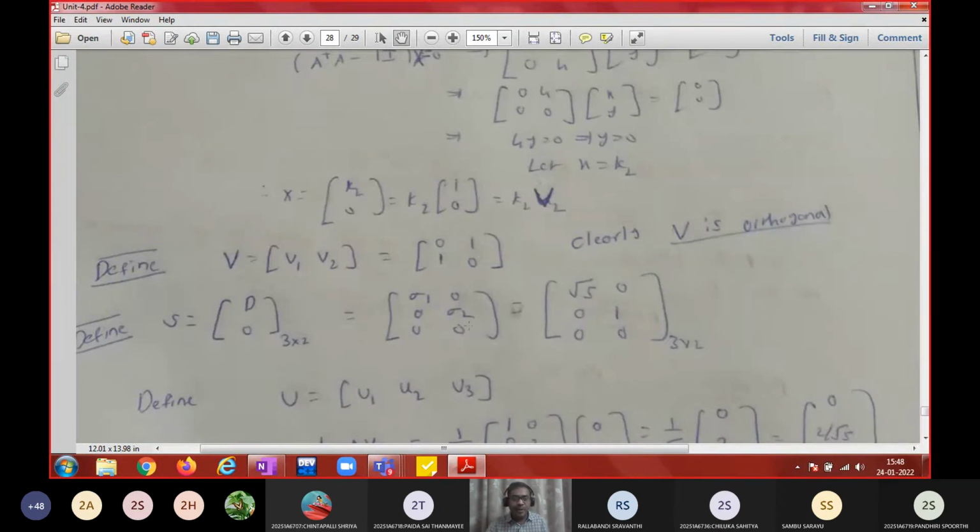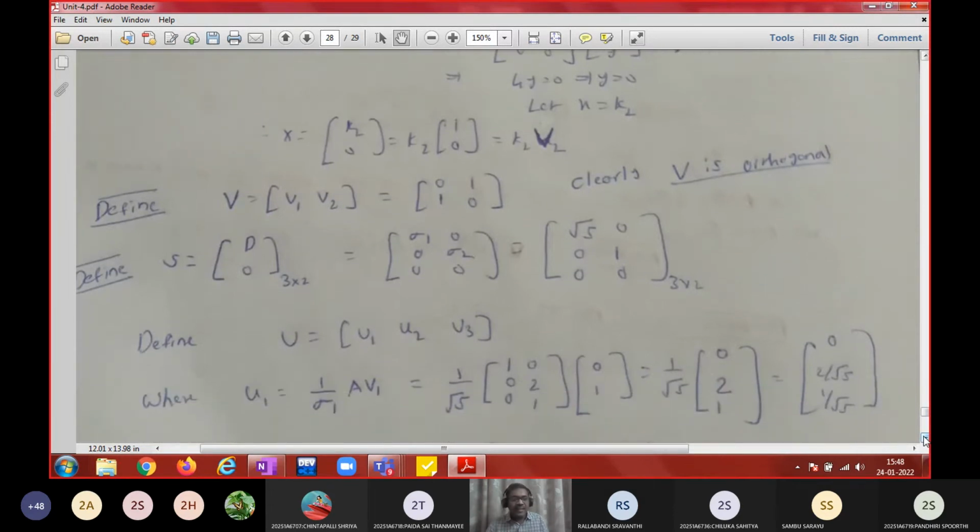Clearly, in this case, we don't need to do all those things, because 0 comma 1 is a unit vector, V1, and V2 is 1 comma 0, which is another unit vector. These two are perpendicular. The norm of each vector is 1, therefore each is a unit vector. Therefore this automatically forms an orthogonal matrix. So my work is done for V.